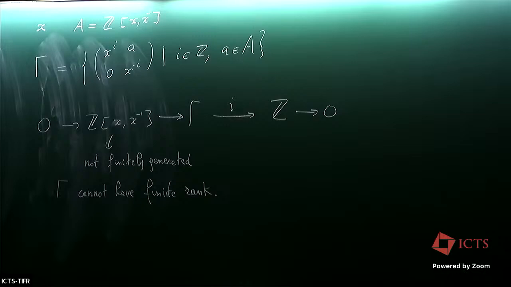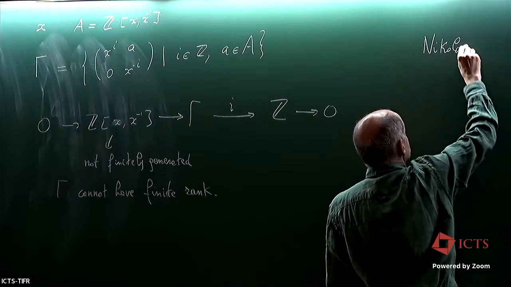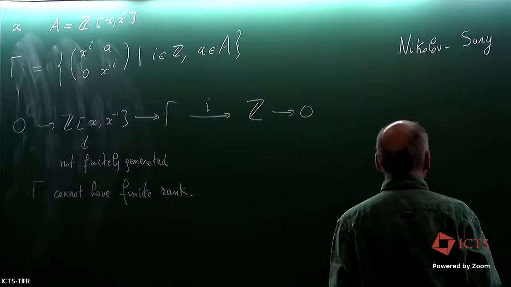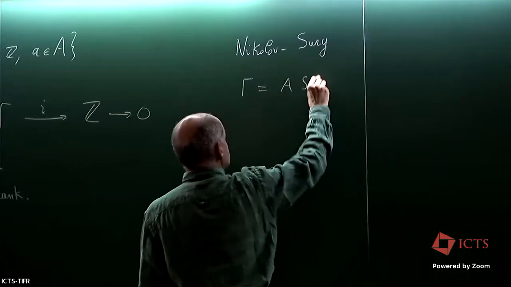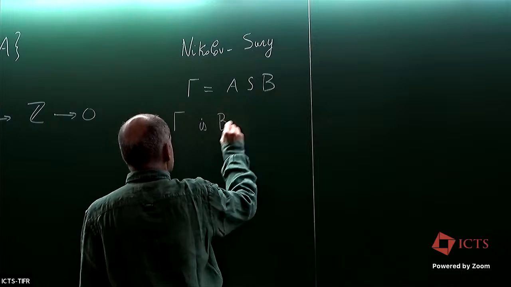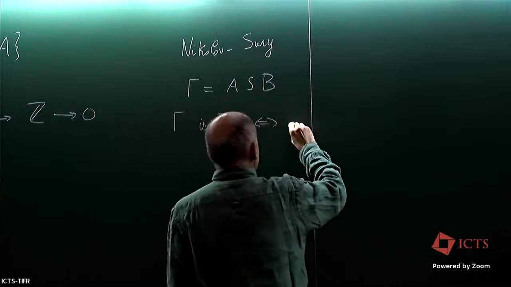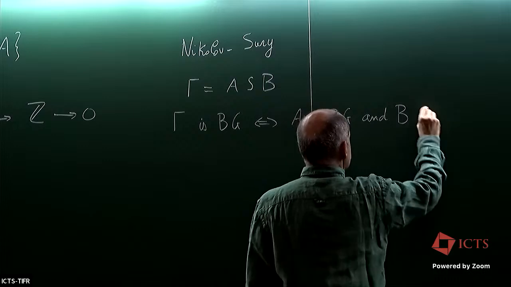There is also another general result due to Sury and Nikolov. It concerns a wreath product. So if you have a wreath product of two groups, then gamma is boundedly generated if and only if A is boundedly generated and B is finite.